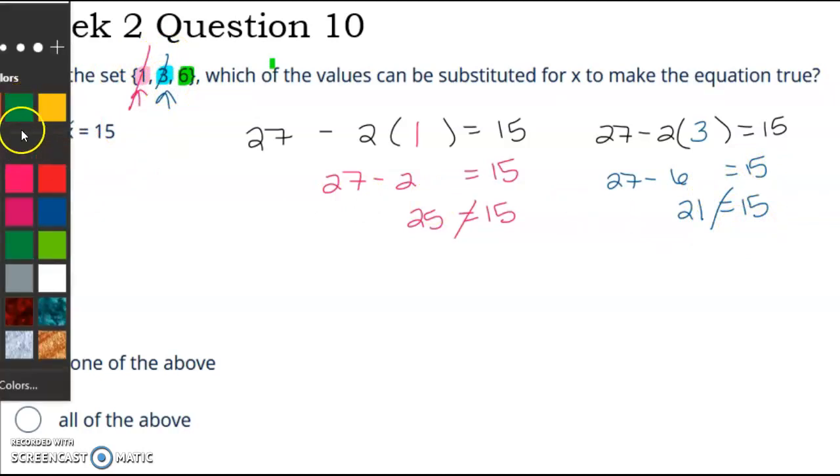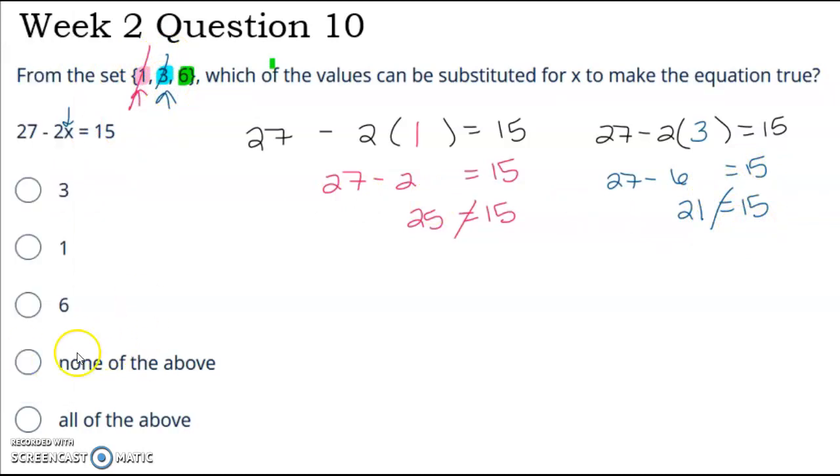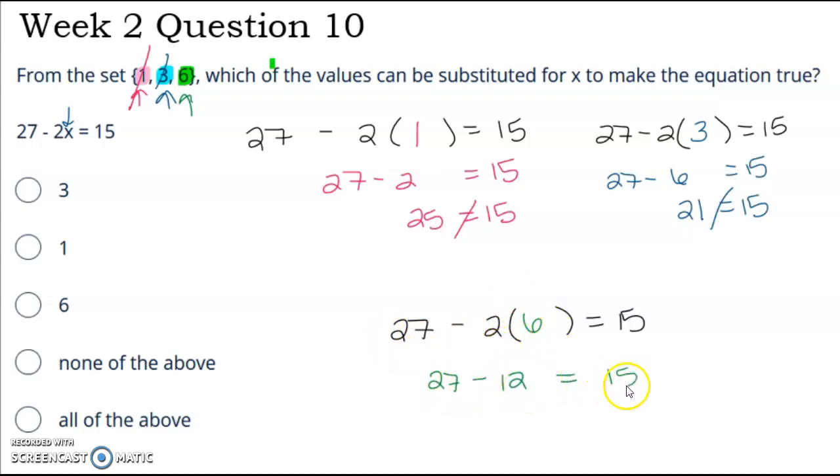All right, this is our last shot. Let's really hope that it's number 6. It could be none. We have 27 minus 2 times whatever x is equals 15. I'm going to plug in the number 6. So we have 27 minus 2 times 6 is 12 equals 15. 27 minus 12 is 15. Perfect. There we go. So it has to be the number 6. Easy peasy.